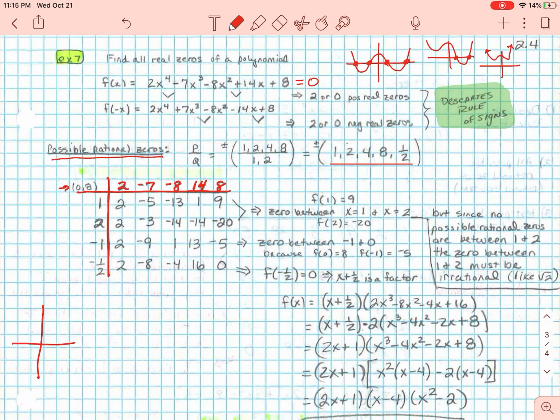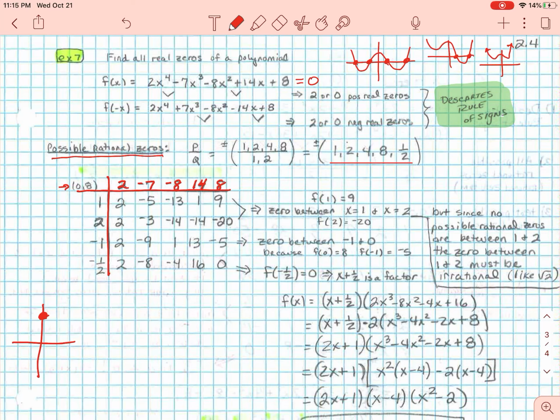Now, we know that (0, 8) is a point on this graph. If you went to graph this thing, there'd be a point at (0, 8). We know the end behavior is 4th degree, and it opens up. That's what we know so far. Now, we're going to try the easiest one to try first, which is 1.